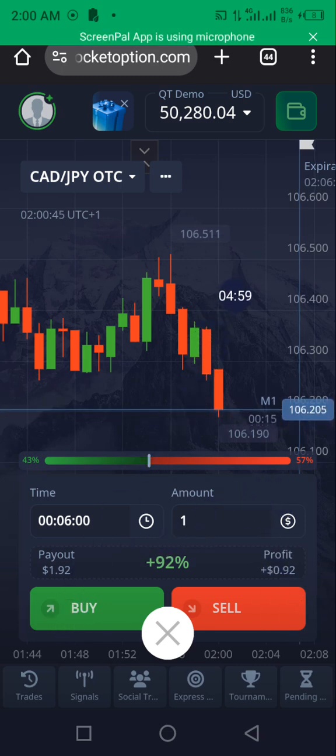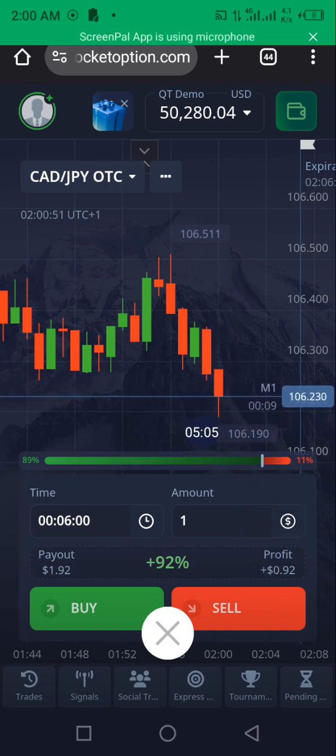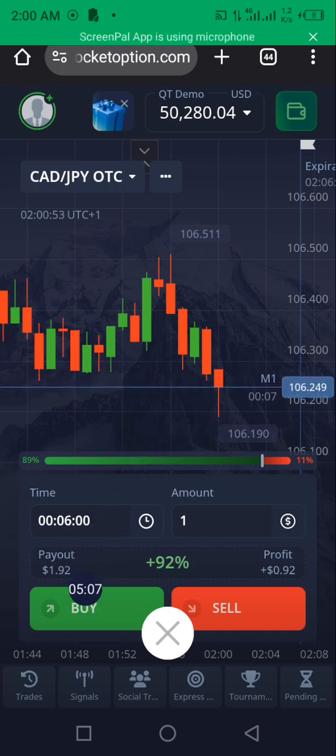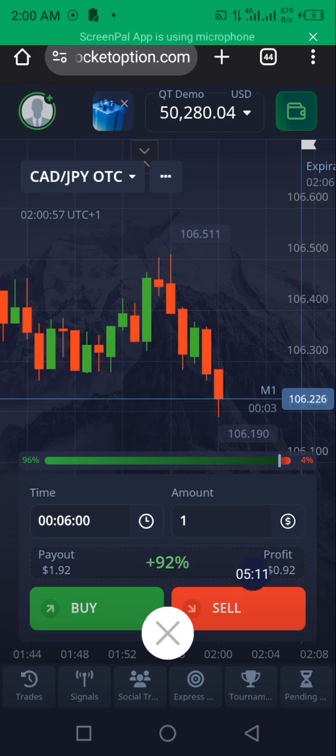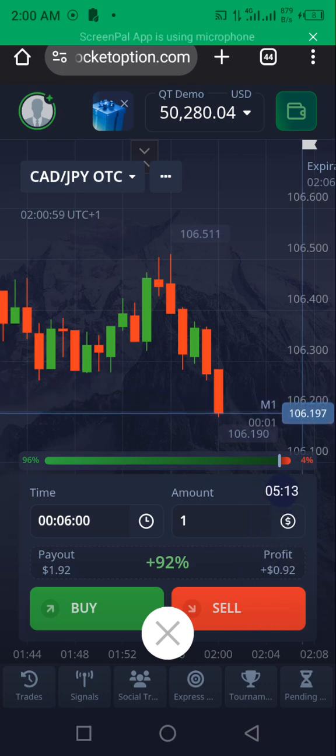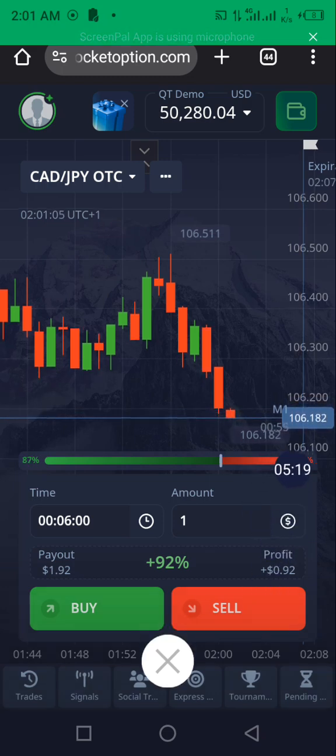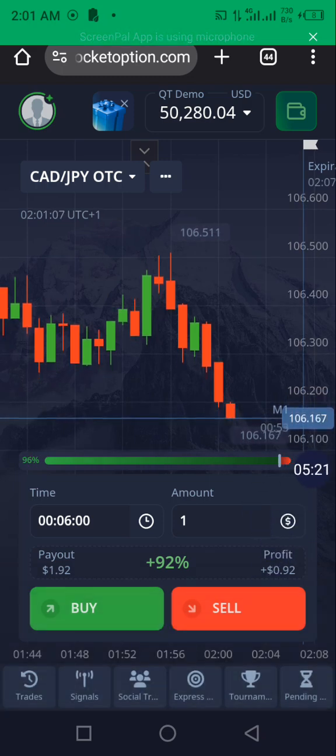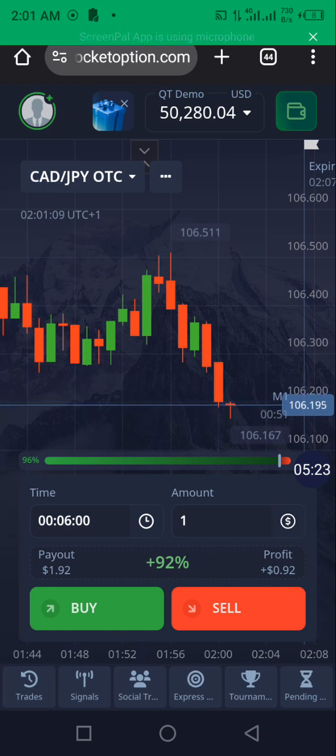Different traders use different terminologies. It depends on the one you are being given. When you say buy, you click on the green. When you say call or up, you click on the green buttons. When you say sell, down, or put, you click on the red button, depending on the terminology that is presented to you.